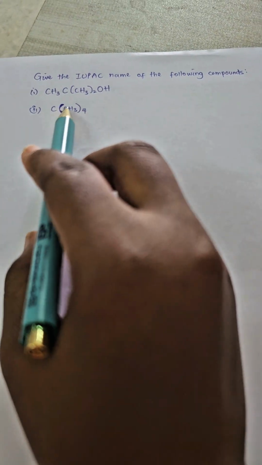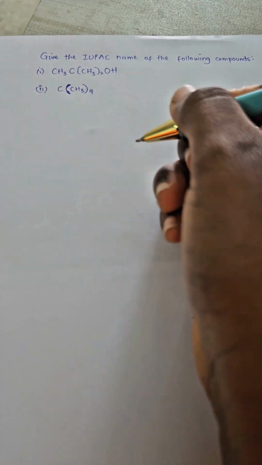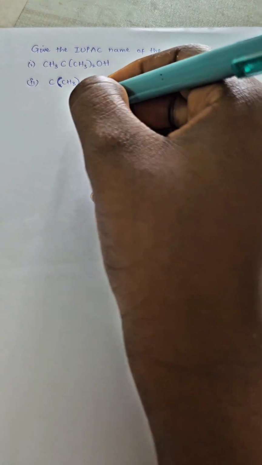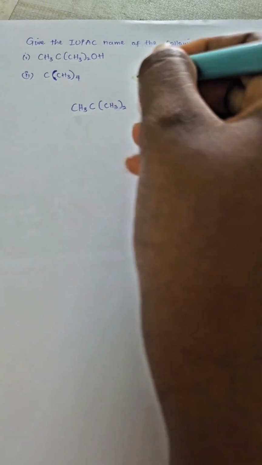So we have two questions here. Give the IUPAC name of the following compounds, 1 and 2. Now we'll start with the first one. The first thing you should understand is that this has been folded into brackets. So the first thing we have to do is expand it.